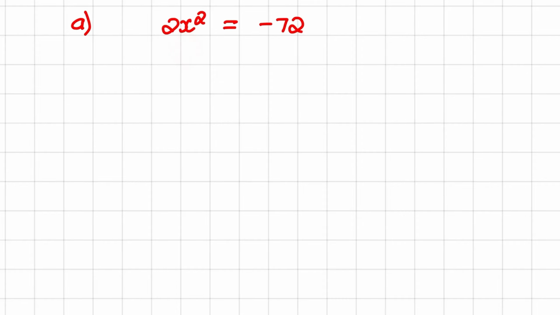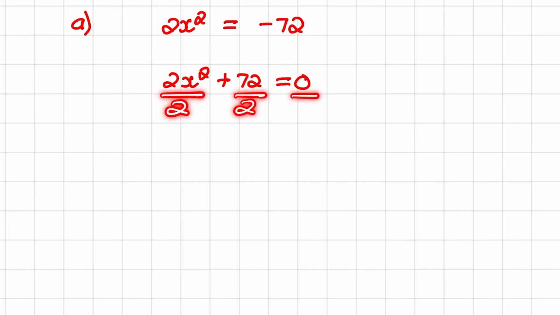is solve for x. So first I'll rewrite the equation in standard form by bringing 72 to the left hand side of the equation. Now I notice that there's a common factor of 2, so I can divide everywhere by 2. So that is x squared plus 36 equal to 0.